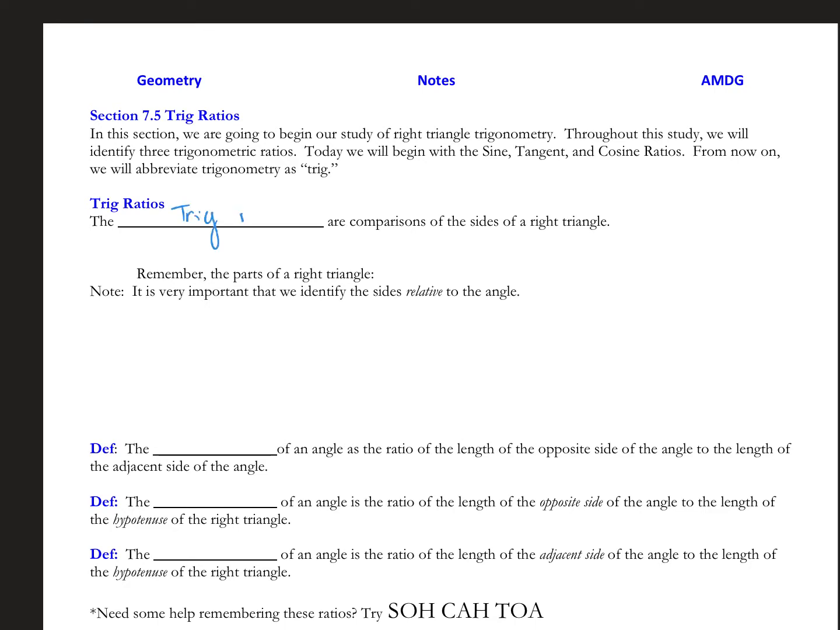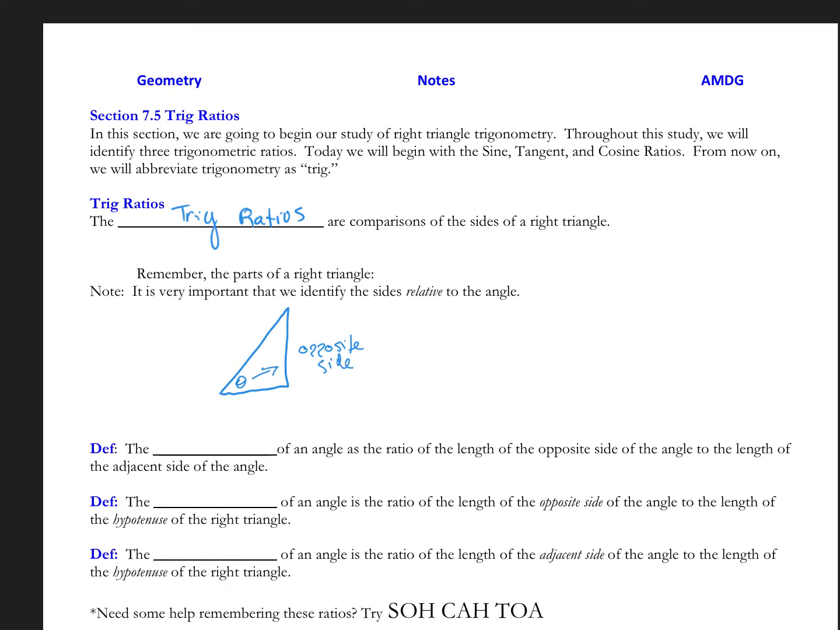So the trig ratios are comparisons of sides of a right triangle. So we need to talk about the different sides of a right triangle, the different parts. And to do that, we always talk about it in relation to the angle. So I'll call this angle theta. And I will call this one the side opposite. This is going to be the opposite side, because it's furthest away from the angle.